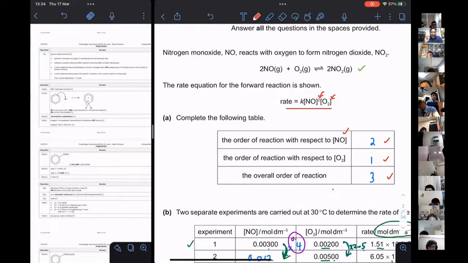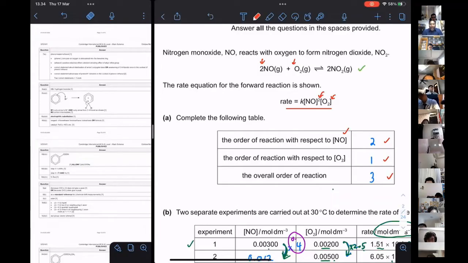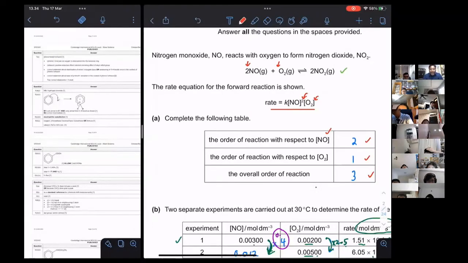As simple as that. But make sure you remember that the numbers 2 and 1, we don't get from here. We don't get it from here. We get it from the experimental data. And do remember, not all the time will the reactants be included in the rate equation. But later we will look into what we call the rate determining step, the slower step. There, you need to focus on the stoichiometric equation. I will go through that in a while.